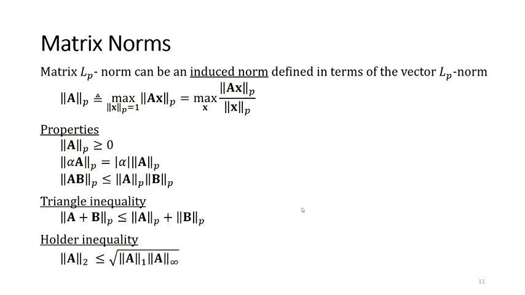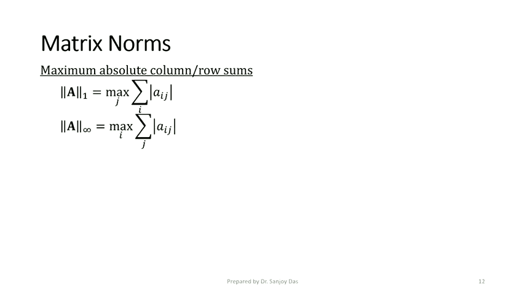Hölder's inequality actually holds for vectors too: the L2 norm of A is less than or equal to the L1 norm of A times the L infinity norm of A. If you do the math, you can try to see yourselves why it happens.